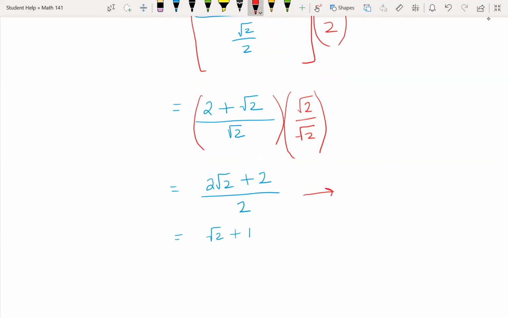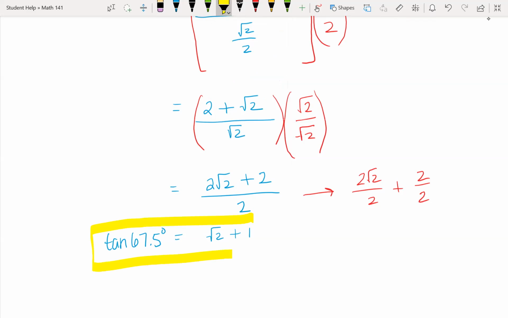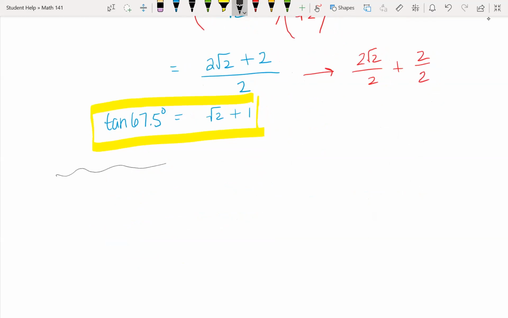When we split up a fraction like that, we have to split it into 2 separate components so that the 2 in the denominator divides into both items. So this is the tangent of 67.5 degrees. Let me see if the calculator does that one. Tangent 67.5. No, on the calculator, it'll just give you a decimal answer. So this is the exact answer. Let's do another one like this.